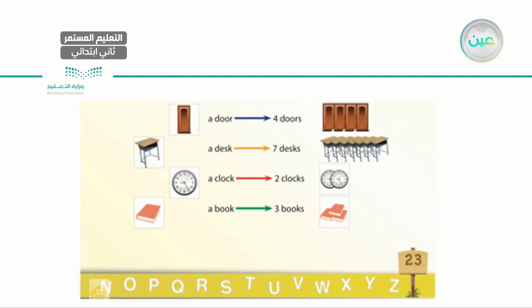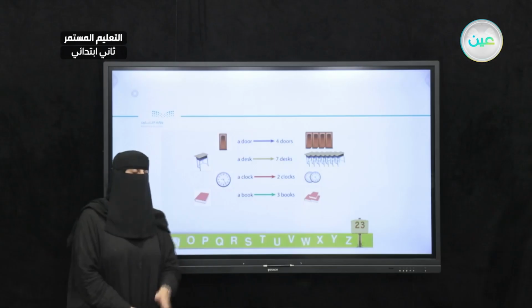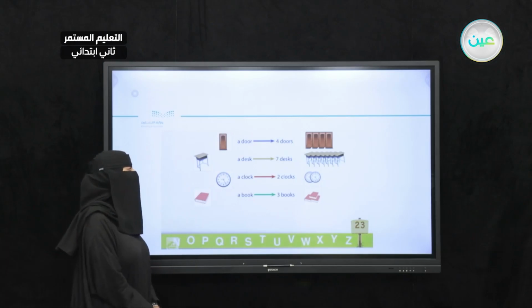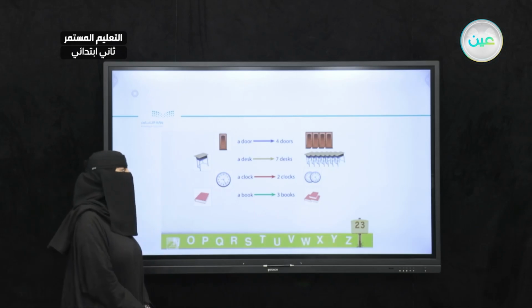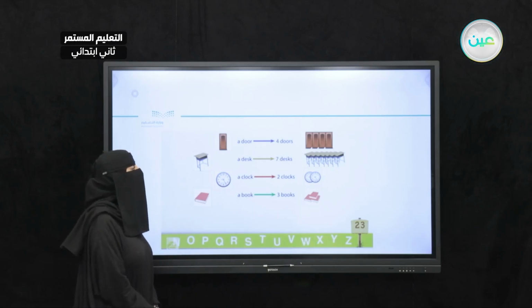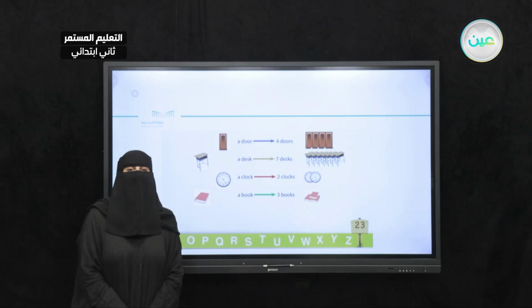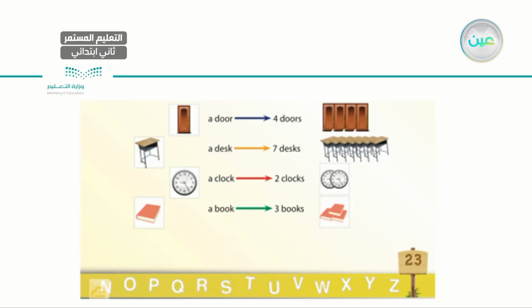Very good, right? Below I have a desk. How many desks? I have 1. A desk. One more time, a desk. One last time, a desk. I have 7 desks. Go ahead and count. 1, 2, 3, 4. I have 7 desks. Very good.